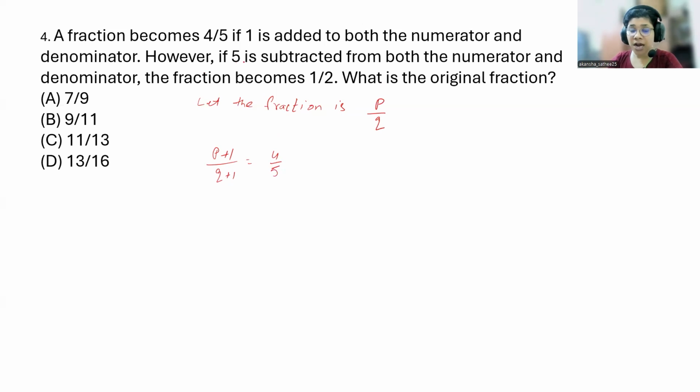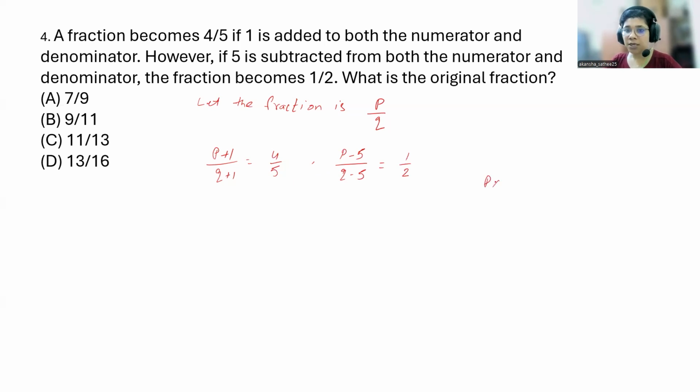However, if 5 is subtracted from both the numerator and denominator, the fraction becomes 1 by 2. So if you subtract 5 from numerator and denominator, it becomes 1 by 2. Remember that if you multiply or divide both numbers, the fraction does not change. But if you add or subtract, then the fraction gets changed. Okay, so this you have to remember.